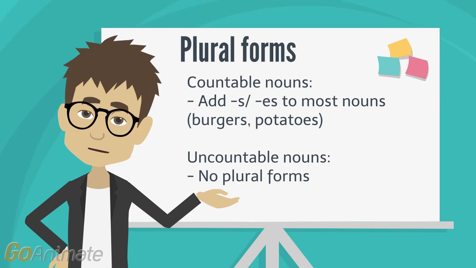To describe plural forms, we add s or es to most nouns, like burgers and potatoes. There are no plural forms for uncountable nouns.